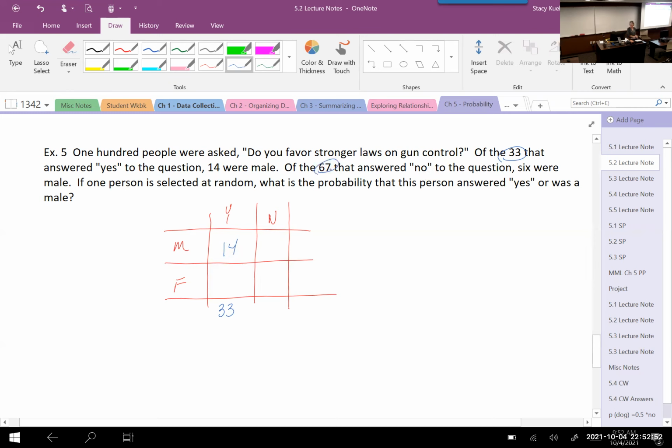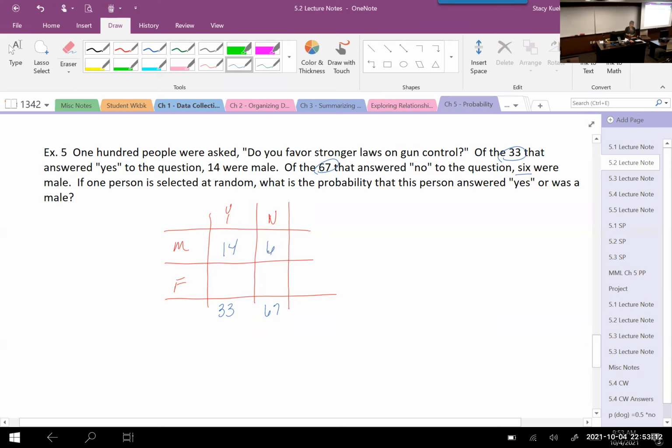Where do I put it? Bottom. Bottom where? No. Bottom of the no. That's right. 67 here. And what would I do with the next value? What would I fill in next? 6 of them were male. Where does that go? On the no. No males.